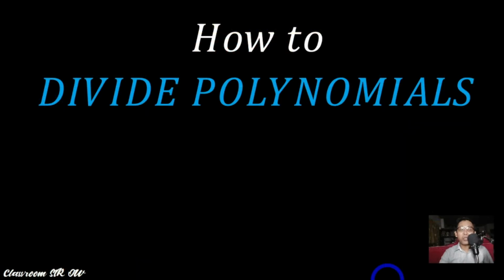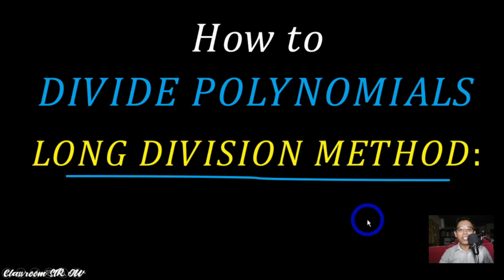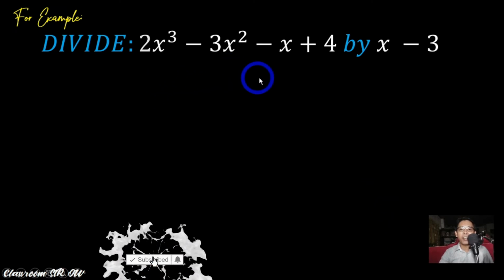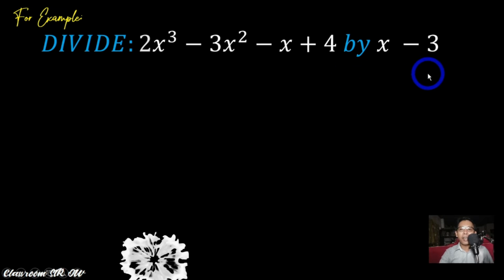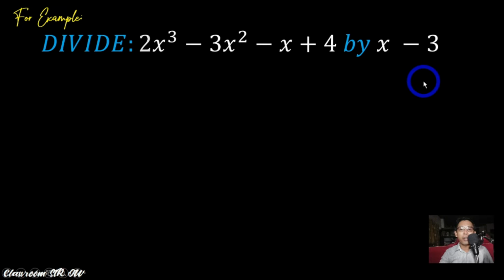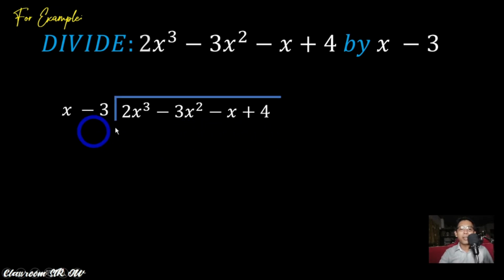So in this session, what we are going to talk about is how to divide polynomials using the long division method. Now, for us to appreciate this method, let us have an example. For example, we are asked to divide 2x cubed minus 3x squared minus x plus 4 by x minus 3. So if you notice, the given polynomial is divided by another polynomial. So for us to divide this one, let's start with the dividend, which is 2x cubed minus 3x squared minus x plus 4, to be divided by our divisor, which is x minus 3.